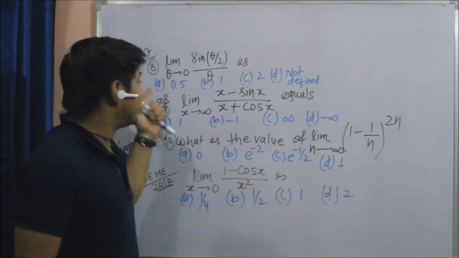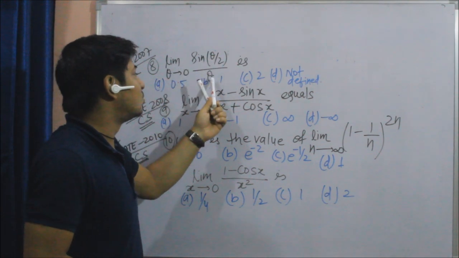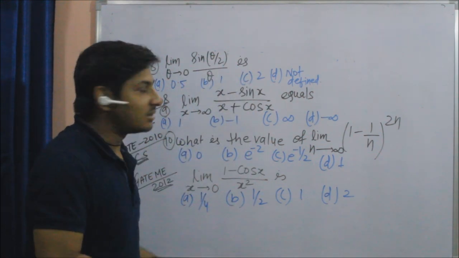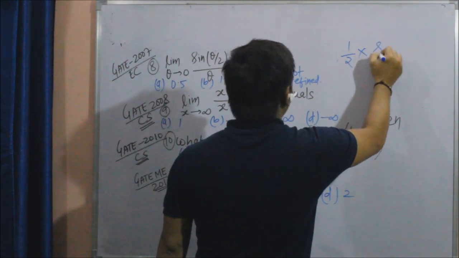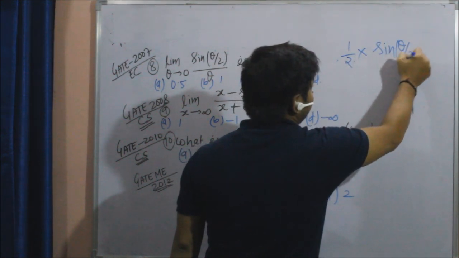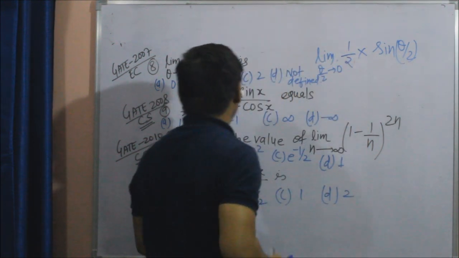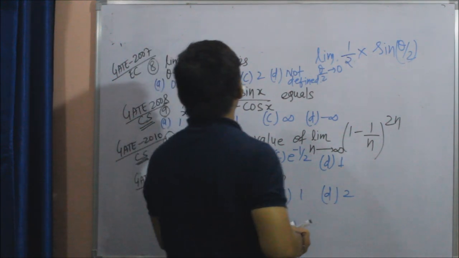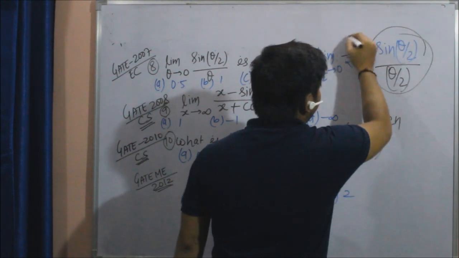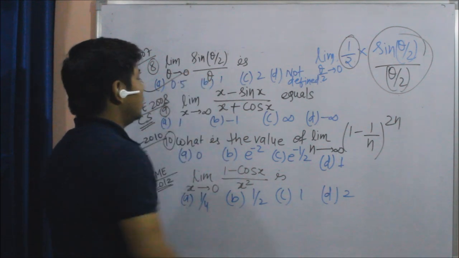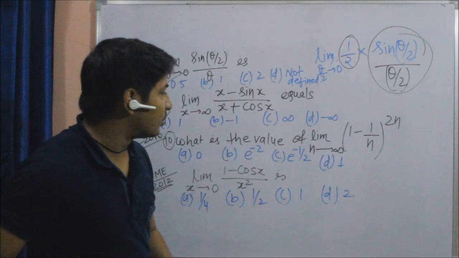Next is GATE 2007 Electronics and Communication. This is limit theta tends to 0 of sin theta by 2 upon theta. Do I even need to solve this? Just multiply it by 1 by 2 and divide by 1 by 2, so sin theta by 2 upon theta by 2. If theta tends to 0, then theta by 2 also tends to 0. So I multiplied by 1 by 2 and divided by 1 by 2. This gives theta by 2, this is 1, and 1 by 2 remains. So the answer is 0.5. Okay, so this was a very easy question, it directly asks the formula.